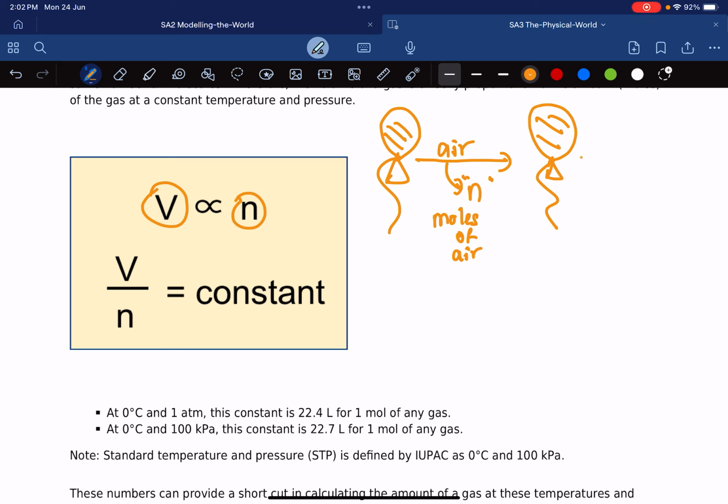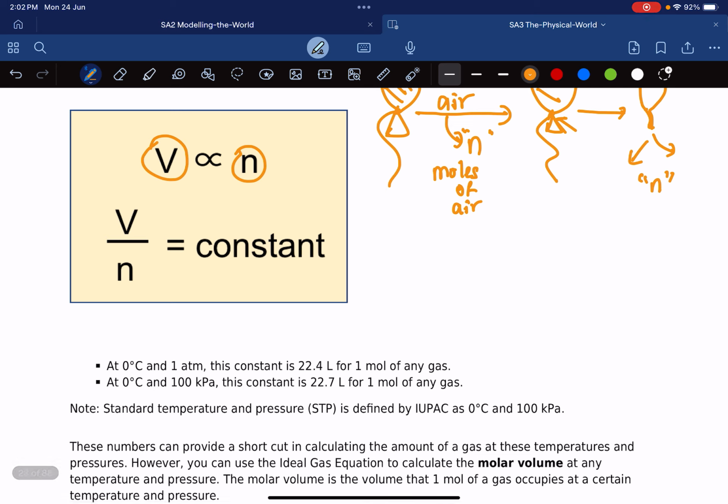If you remove the thread here, the balloon will become smaller, right? The balloon will become smaller because it starts losing all of the air. So the number of moles, the number of particles, is all going out. So that's the relationship between volume and number of moles.